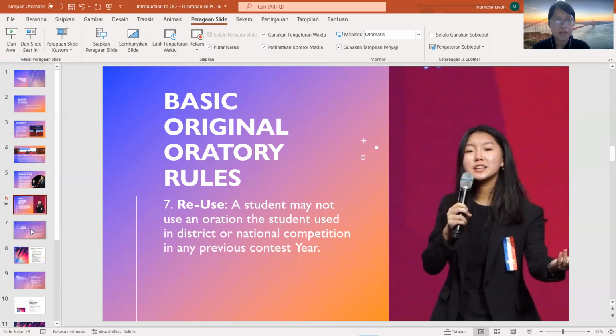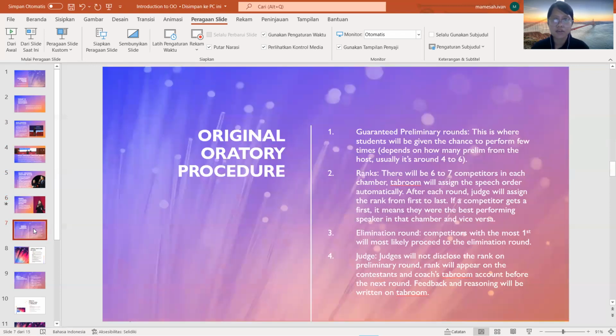All right. Next, we are going to talk about the procedure. The guaranteed preliminary round is the first thing that we're going to talk about in here. So what are preliminary rounds? Preliminary rounds are basically the few rounds that you're going to get through before getting into the elimination round.